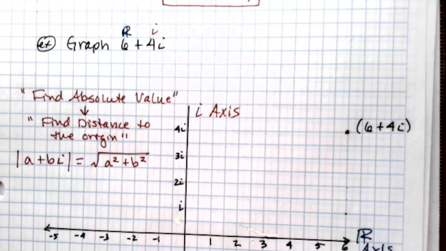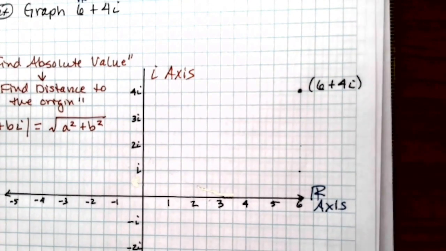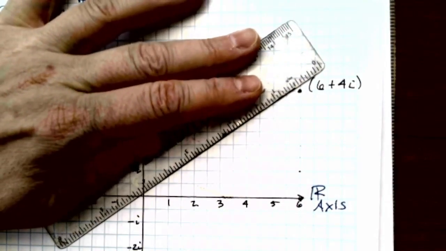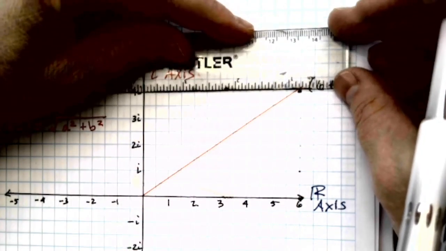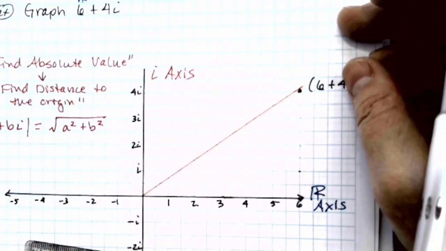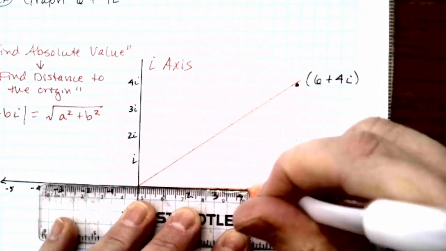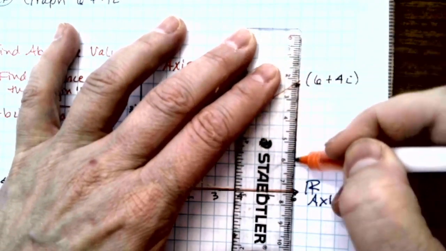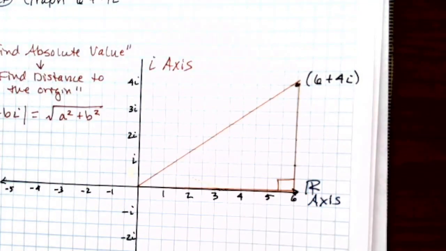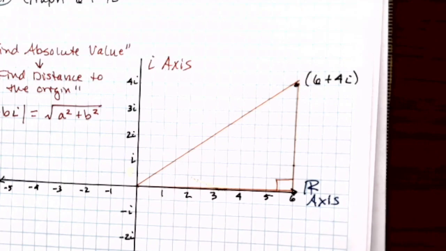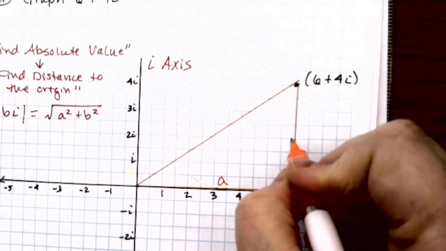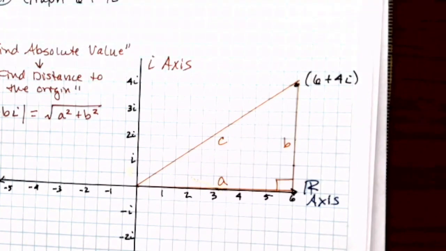And this has to do with triangle math. So if I take my ruler here and I draw from the origin to the point, and then I have, well, you actually can go either way, but you go to the right 6, you go up 4. This actually makes a right angle. So the distance from the origin to the point is the hypotenuse of the triangle. So if we label the legs, this would be A, this would be B, this would be C.